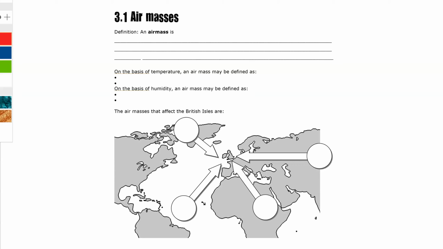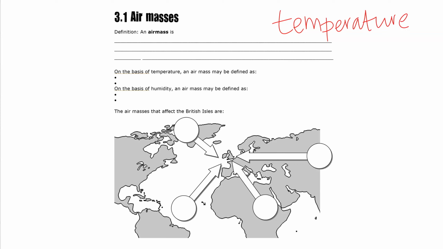So you can write this in at the top here for yourselves. An air mass is a large body of air with certain characteristics of temperature. Just make sure you're spelling it correctly. Temperature. Certain characteristics of temperature and this word, humidity. Humidity is how moist the air is, how much water vapor there is in the air. So a large body of air with certain characteristics of temperature and humidity.